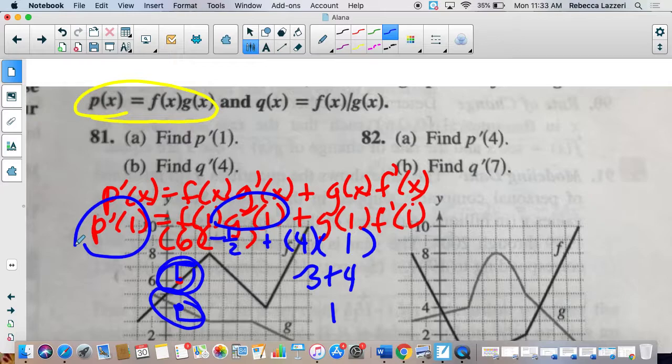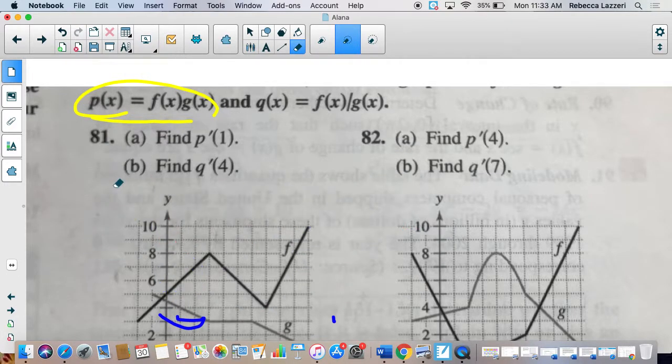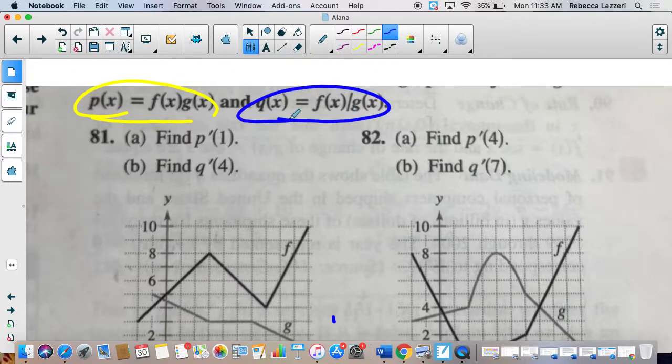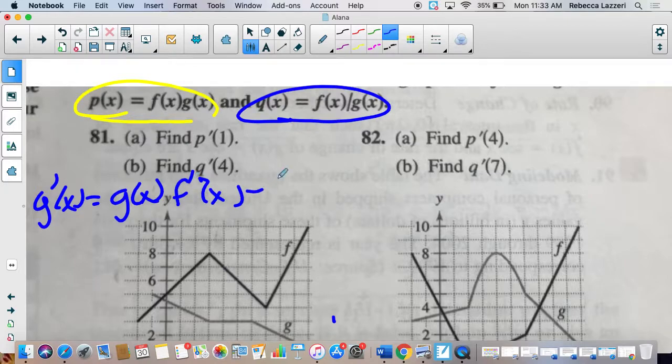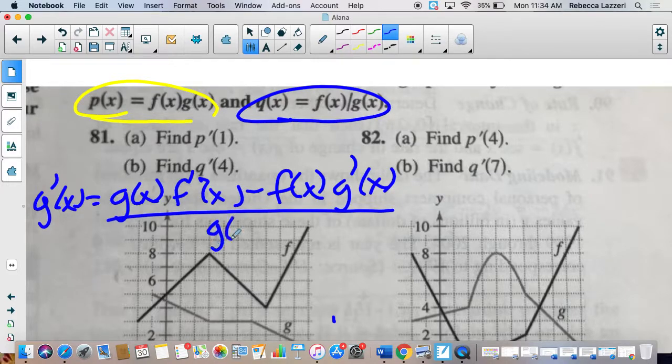All right, so let's do, are y'all okay with that? Can I erase it and do B? Yeah, sure. All right, so let's do 81B. All right, so Q is a quotient. So I'm going to say Q prime of X is low D high, quantity squared like that, okay? So now I'm going to do the same thing. I'm going to find, this is a 4, so I'm just going to throw some ugly 4s in here. You're not allowed to do that, but I am.